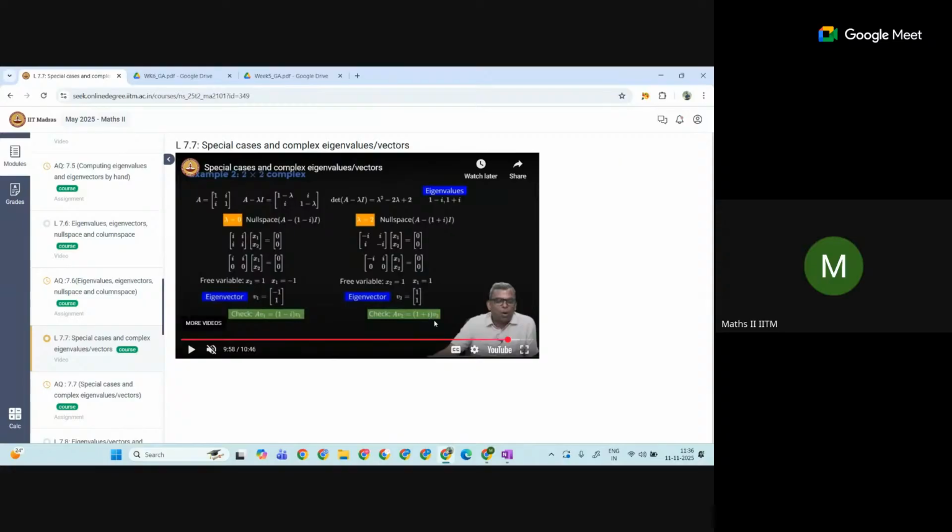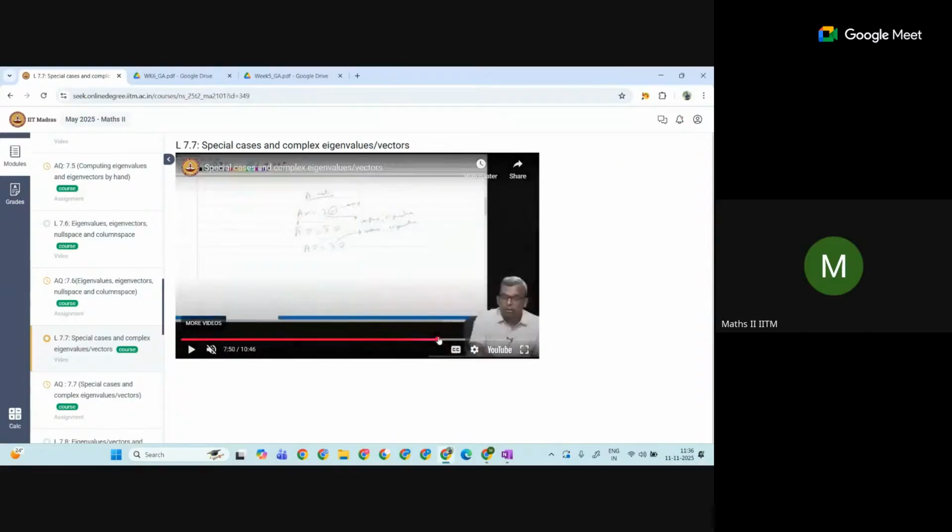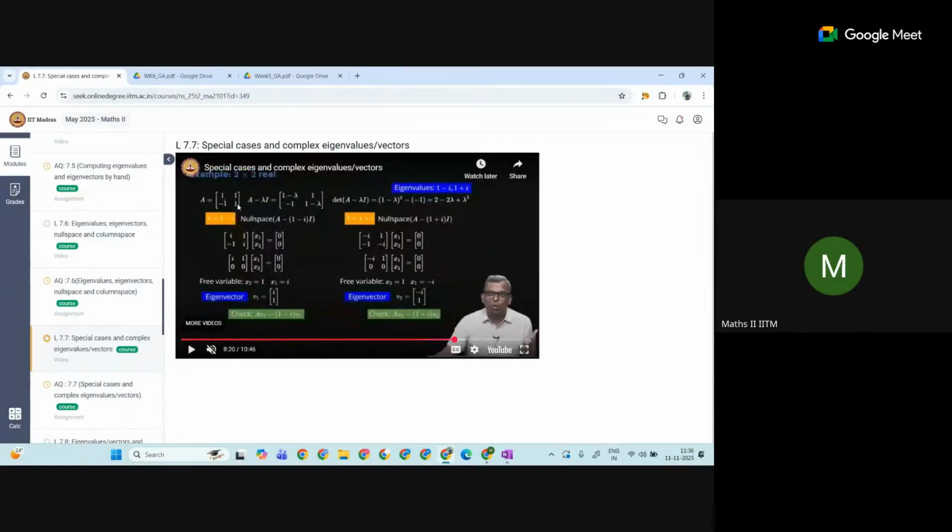So this is not so important, but I'm saying this could be a possible thing. Here are some examples. You can take this one. All these entries are real, but eigenvalues are complex. And there is also one where the entries are complex, but the eigenvalues are real.